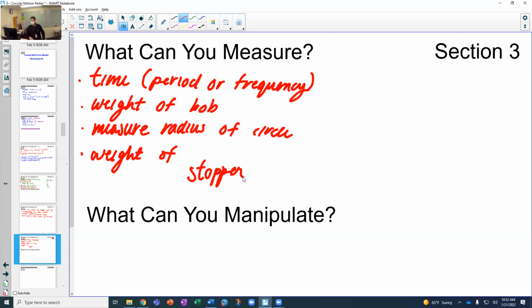So now of those things that we can measure, what can we manipulate? Which ones would be easier to change? Weight of bob and weight of stopper. Yeah, that's pretty easy, right? Let's actually use a different color here. We'll go purple. So the weight of the bob, that would be pretty easy to change. We have all those weights back there. And I mentioned that we've got different kinds of stoppers, so that would be pretty easy to change.